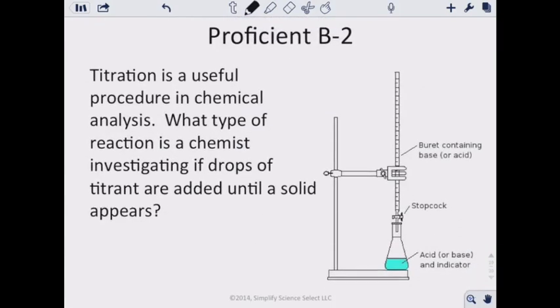The next one says titration is a useful procedure in chemical analysis. What type of reaction is a chemist investigating if drops of titrant are added until a solid appears? When a solid appears, that means a precipitate has appeared, and therefore that is a precipitation reaction.